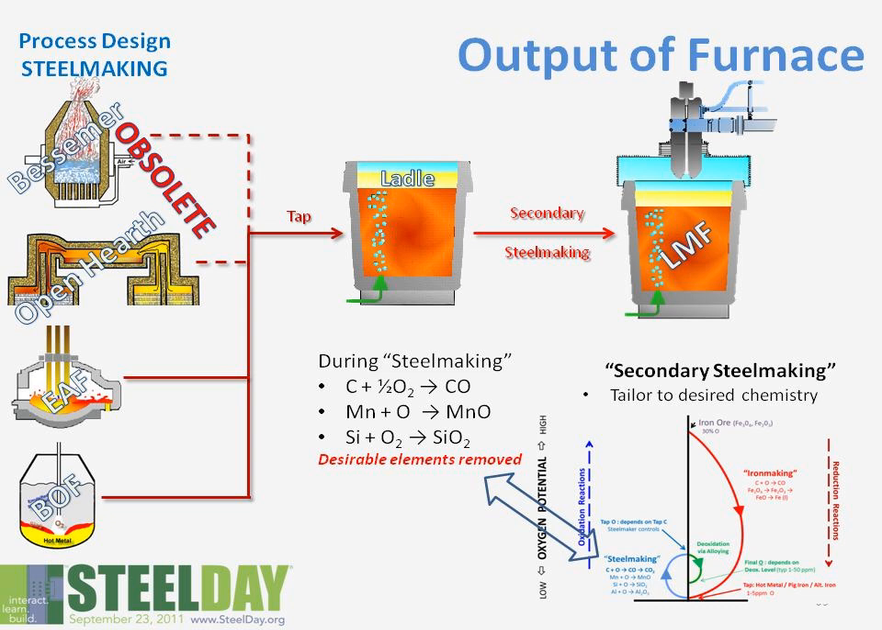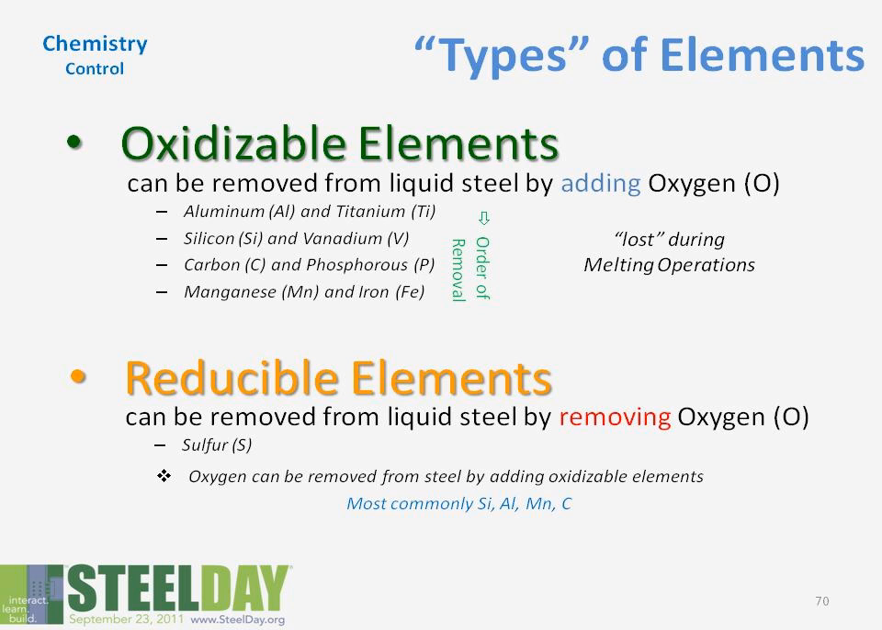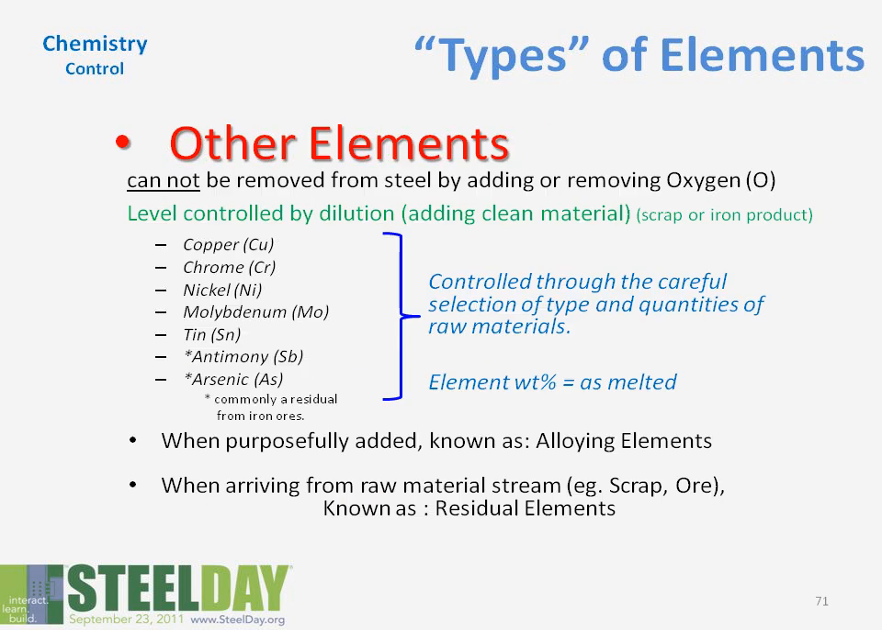The chemistry is more than just the scrap, though. As I said before, during steel making, we have a loss of elements: carbon, manganese, silicon, etc. So we have to go through some additional processes where we build that back. There's a classification of elements, such as oxidizable elements. Those all get removed. We have to add them back. There are elements such as sulfur, which we can remove, one of the few elements we can actually remove. Other elements come either in from the ore or from the scrap. And again, we control those through careful blending and dilution.